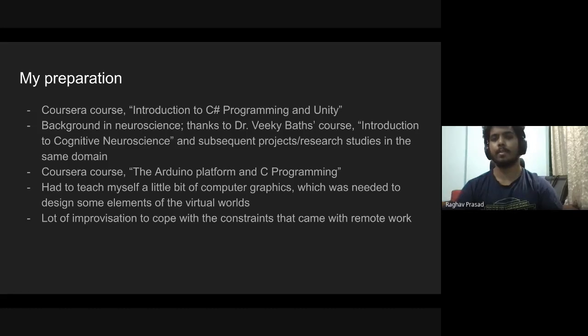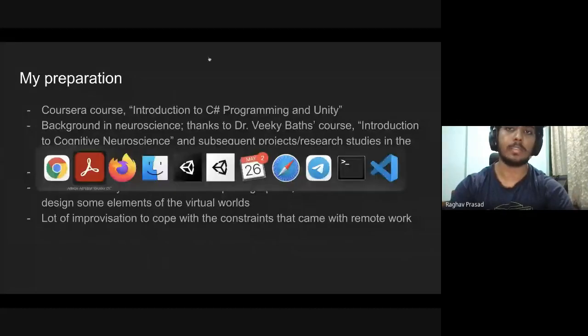Now, one great thing about this project was that it gave me insight into, not only insight, I had to work in various spheres. Obviously, computer programming, development, hardware, this Arduino over here, computer graphics, because I had to build and construct certain elements for the virtual worlds. Mathematics, there was this projection thing that I showed you, like this projection.